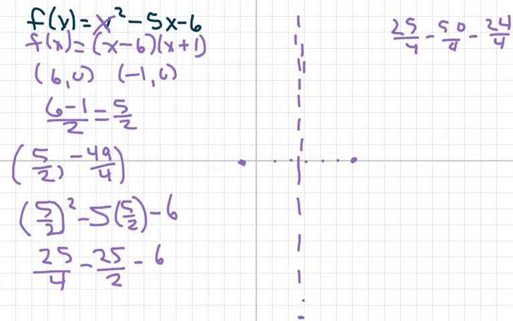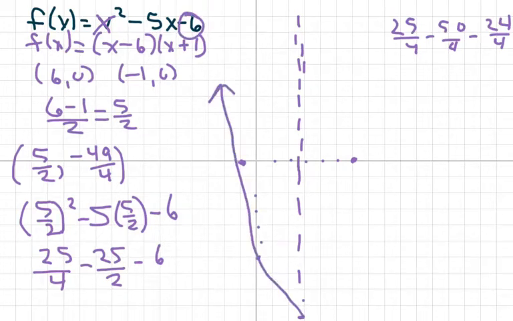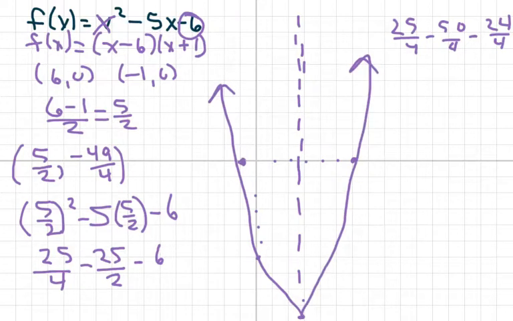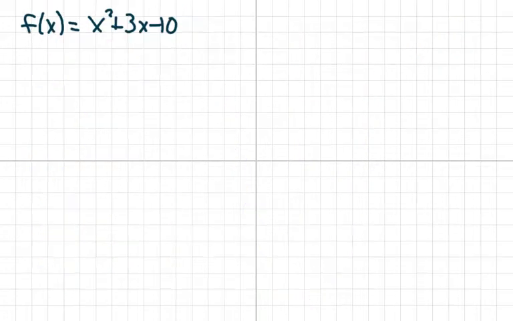My y-intercept is negative 6. 1, 2, 3, 4, 5, 6. Remember, it's just that. So it's something like that. Opens up. And I had two solutions here. Okay. And here's another one.